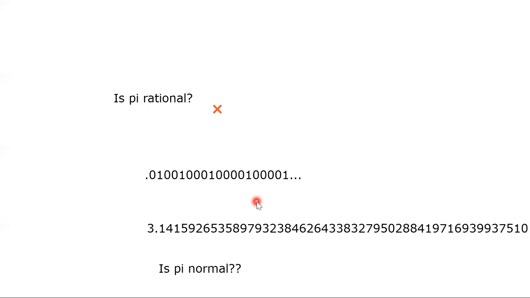And the thing is, we can't say this with certainty because we haven't proven that pi is normal. So this is still an open question. Mathematicians don't know the answer to it.